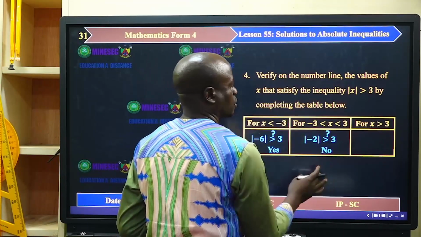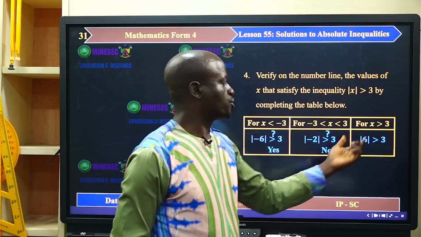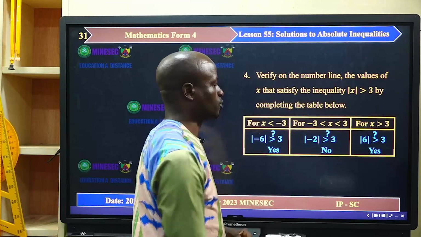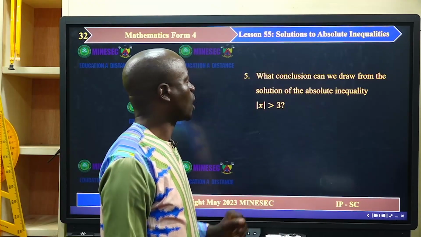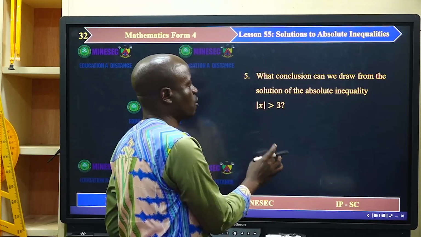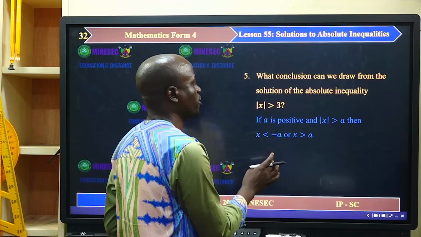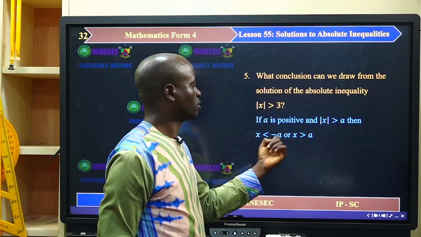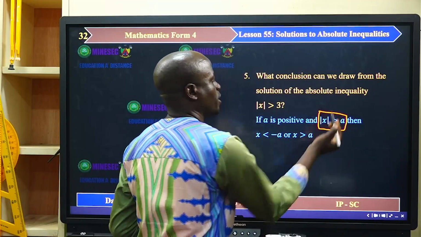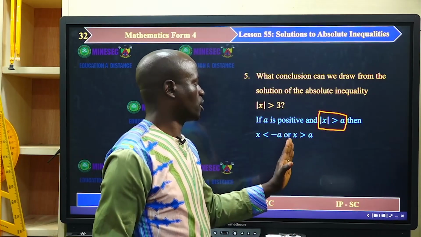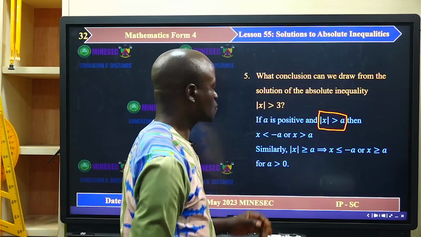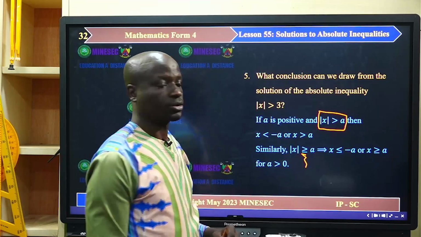The last case is a number greater than 3. If we take 6, the absolute value of 6 is 6, and it is greater than 3. So it is correct. So our conclusion is that if we have an absolute value inequality, like absolute value of x is greater than 3, then the range of values is x less than negative a, or x greater than positive a. And it works too for greater than or equal to.